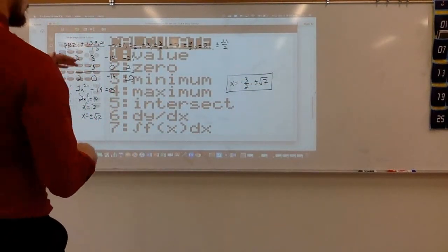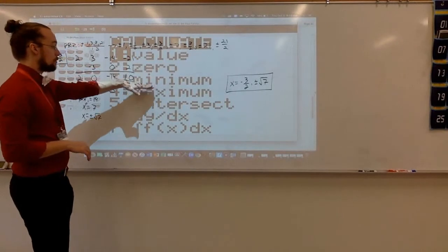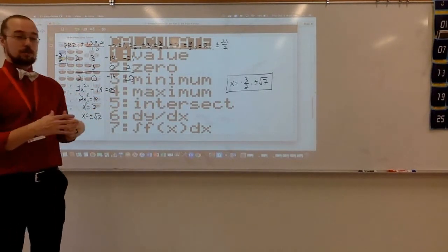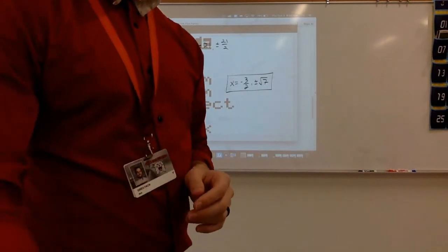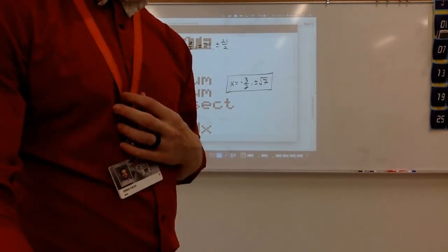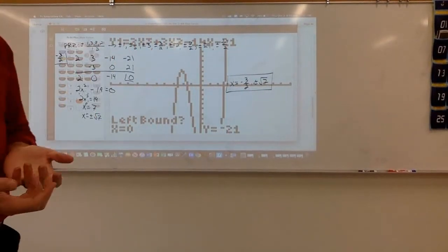You can find a specific value, you can find a zero, you can find a minimum, you can find a maximum, you can find where two functions intersect. We're going to use the zero feature. Okay, so either scroll down or press 2, and it's going to ask you a few questions.